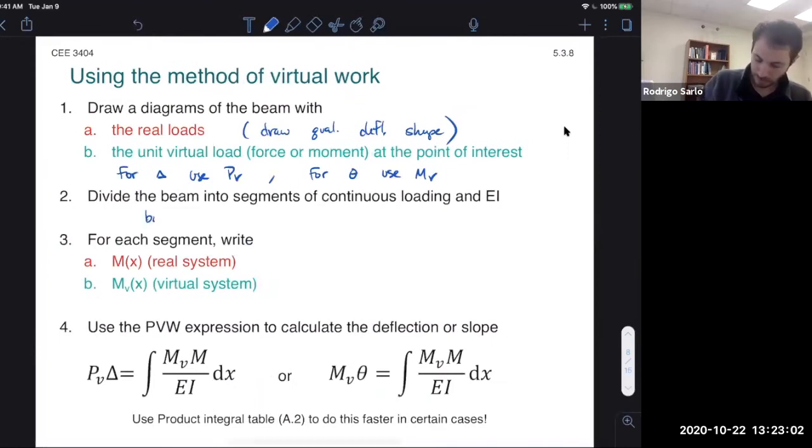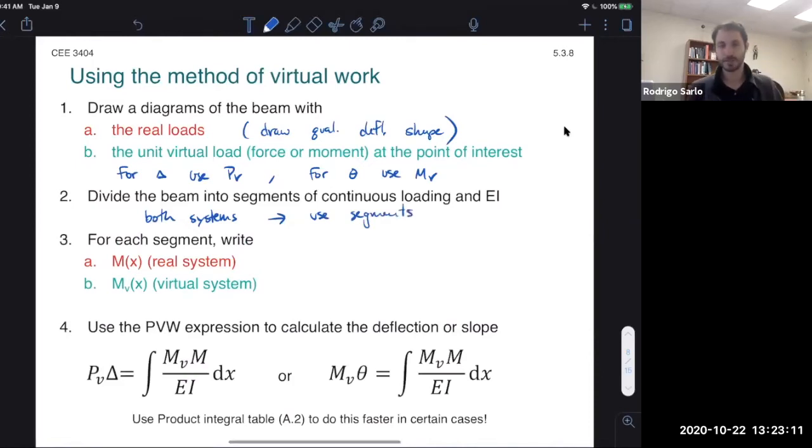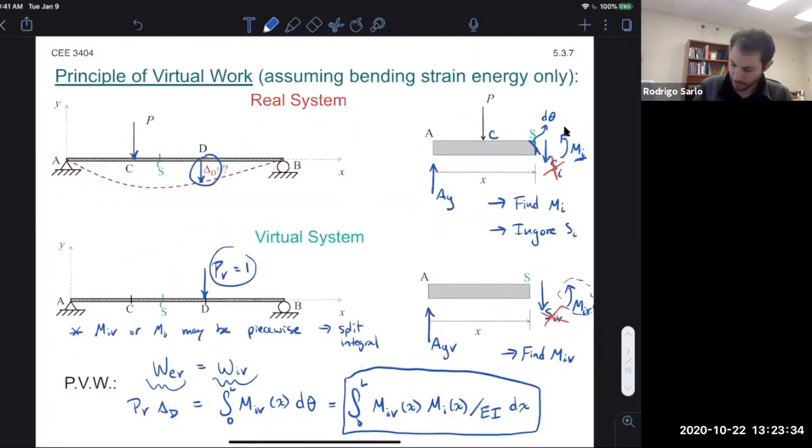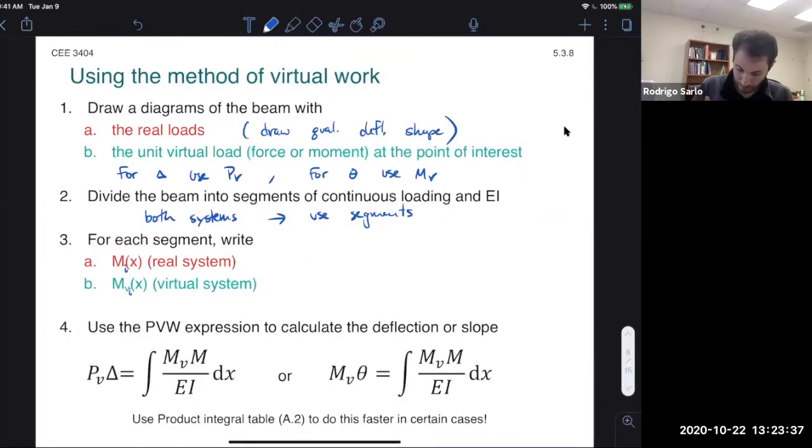So for both systems, make sure you use the same segments, right? And we'll show an example of it. And step 3 is the one where you calculate the internal moments for both cases. There's a little typo here I'm going to fix. So this should be MVI, and it should be MI to agree with what I just had here, right? Or MIV. And same thing here.